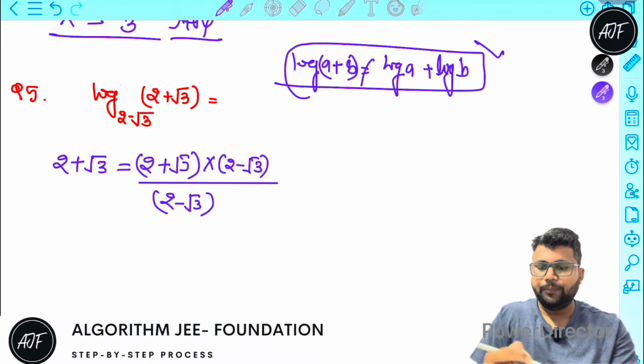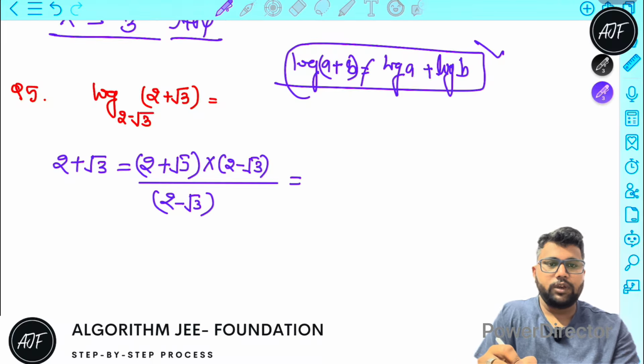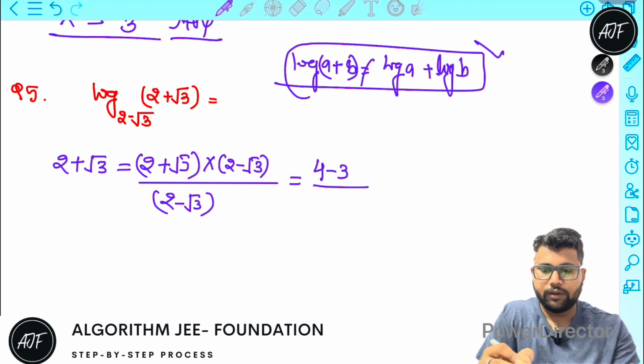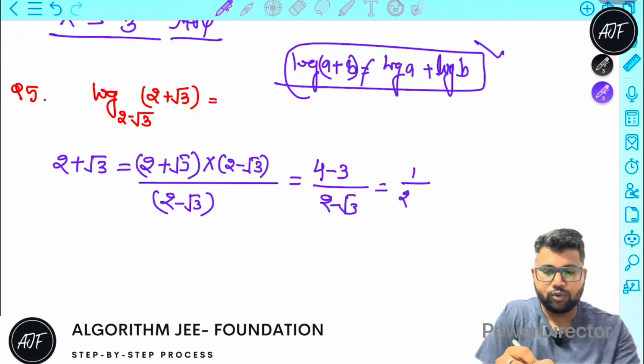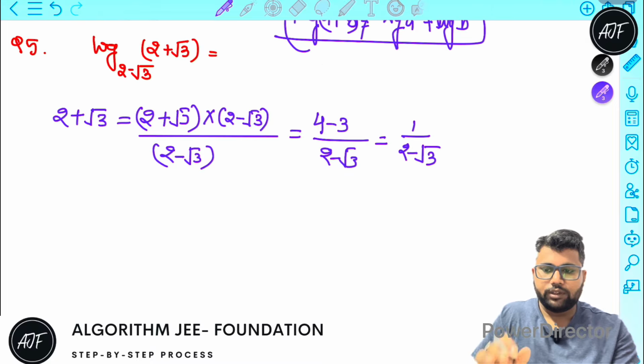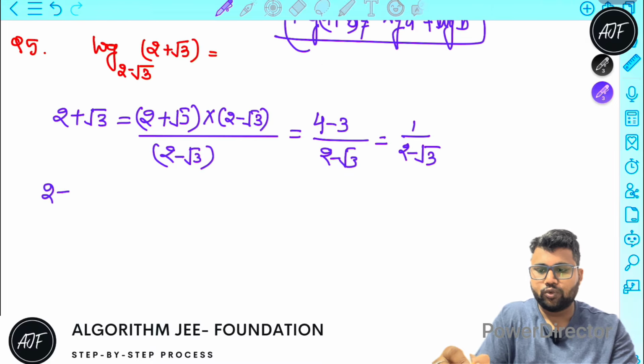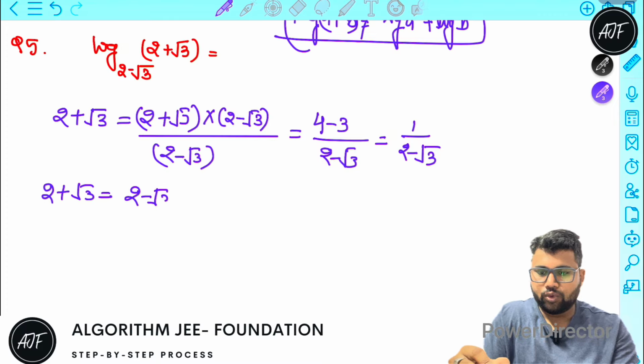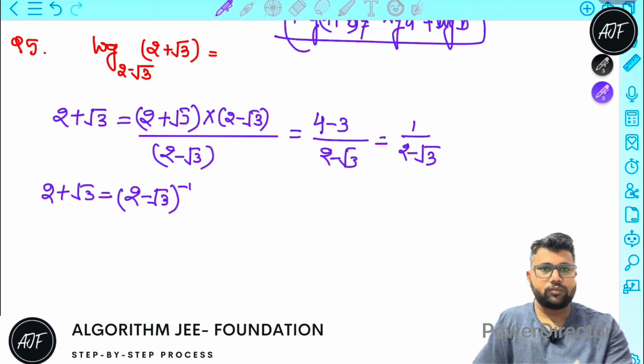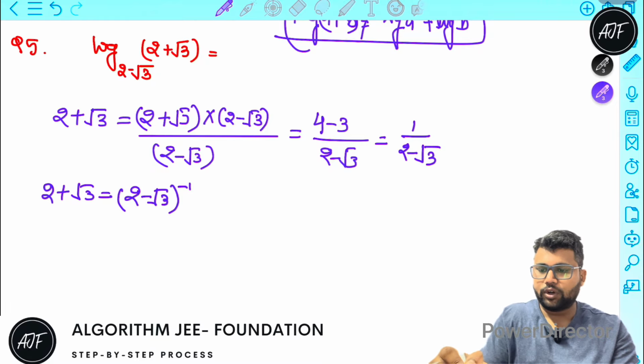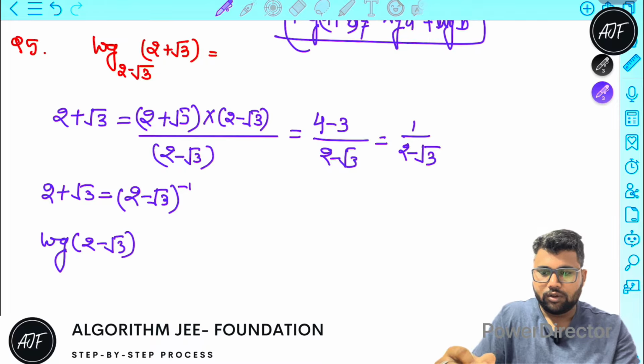After that, if you multiply, then by the a plus b, a minus b formula, it is 2 square minus root 3 square, which is 3, divided by 2 minus root 3, meaning 1 by 2 minus root 3. Now 2 plus root 3 means 2 minus root 3 power minus 1. So if you put the value, it is 2 minus root 3 to the power minus 1, or 2 minus root 3.